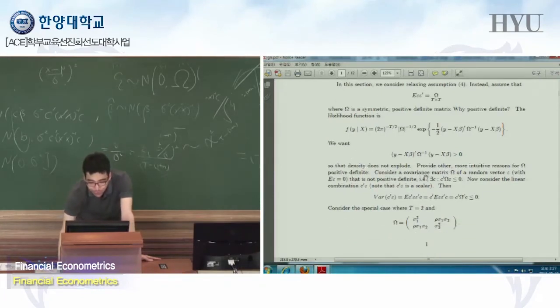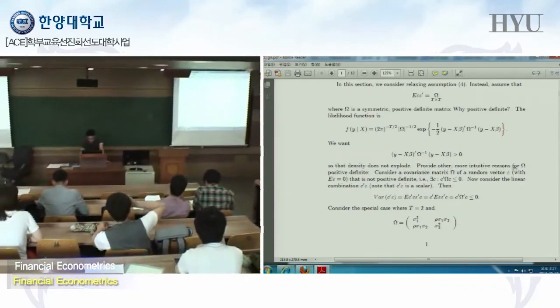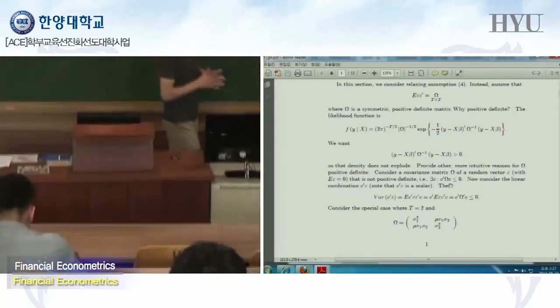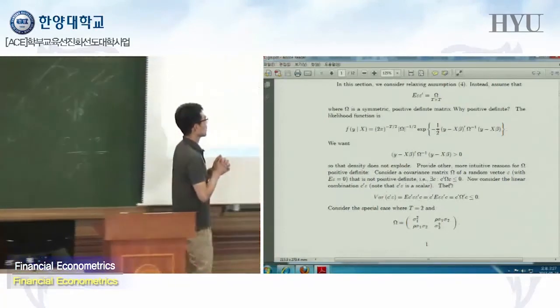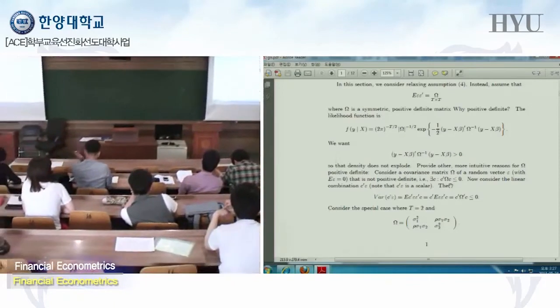Now consider a covariance matrix omega of a random vector epsilon with mean 0. Suppose it is not a positive semi-definite matrix. Then we have a problem. Let me provide a more intuitive explanation of positive semi-definiteness. If you remember the definition, if omega is not positive semi-definite, then there exists some vector c such that c prime omega c is less than 0.